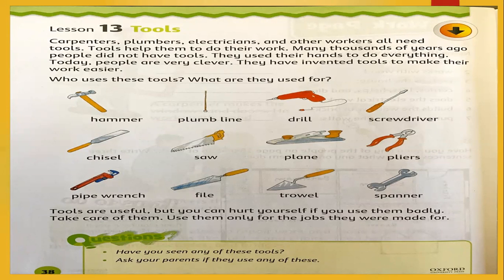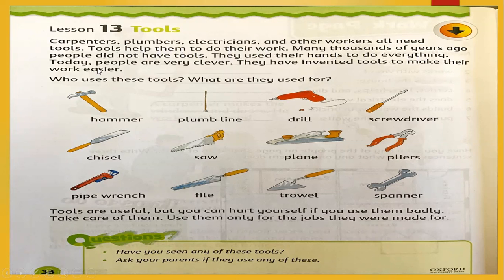Now the builders, what type of tools do they use for doing different work? This chapter is about the tools. Look, lesson 13, it's about the tools, and these are the pictures. Let's start reading. Carpenters, plumbers, electricians. Remember, all these names we have learned in the previous lesson. And other workers all need tools. Tools help the builders, all the workers, to do their work.